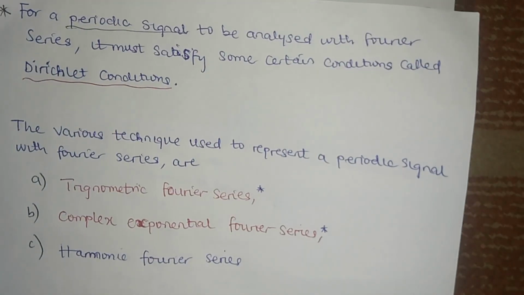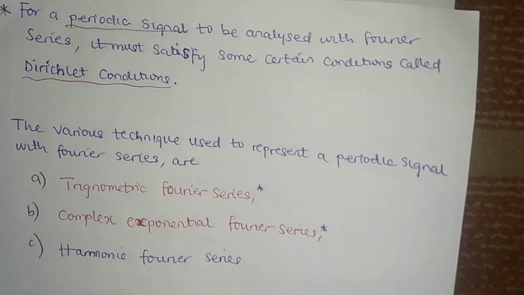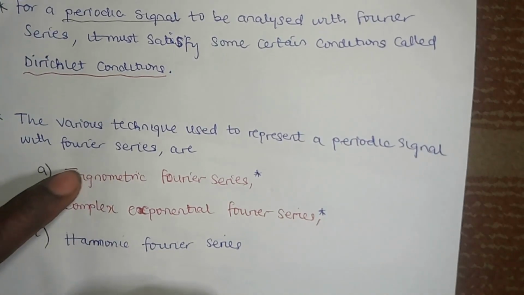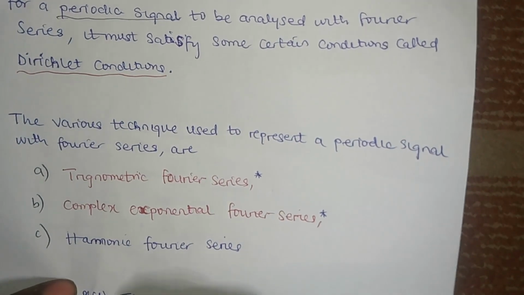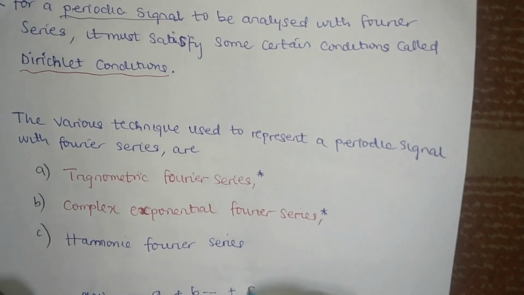Another point here is that there are 3 techniques used to represent a periodic signal with Fourier series. But the most important are 2, the first one and the second one. The third one isn't that important, but has use cases in academic standard. The first one is the trigonometric Fourier series. If you have a signal, let's say x of t, you can decompose it to have A plus b and something plus c and something.